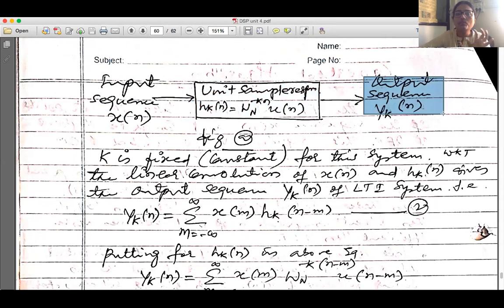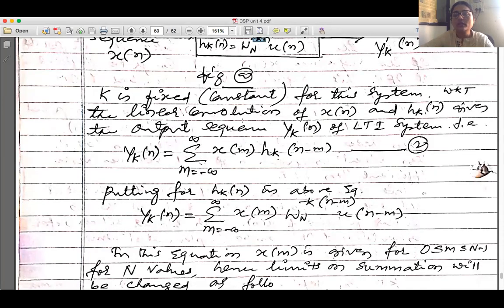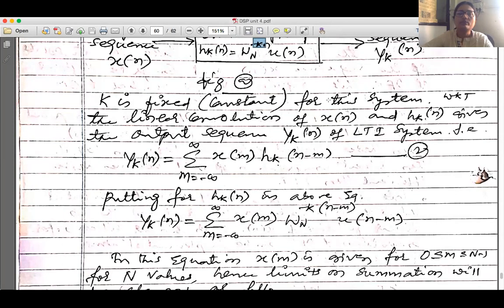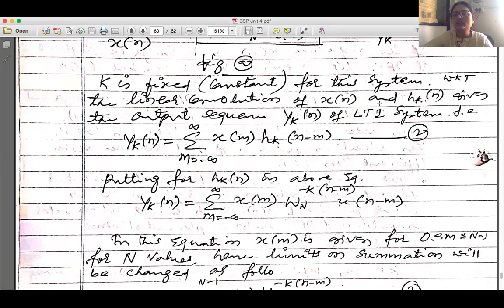So we will be implementing the system in such a way that it will calculate only selected values of DFT, selected values of K, for the input sequence x of n. K is representing a particular DFT value. So here K is fixed or constant for the system. Now here we have implemented the system where the entire input sequence is being applied, but only selected values of DFT are being calculated. K is fixed or constant for this system.